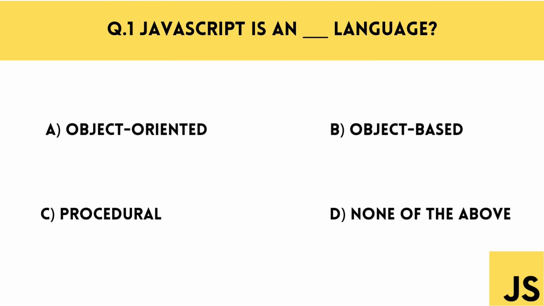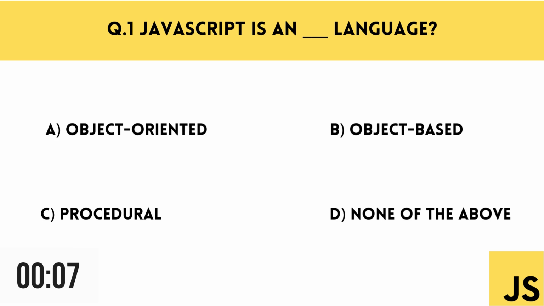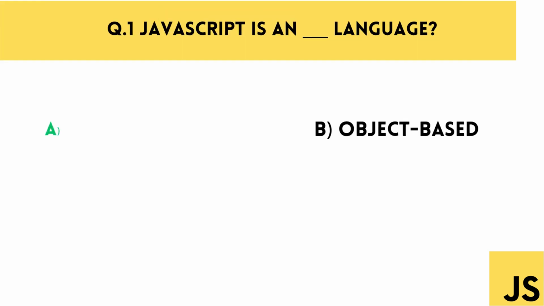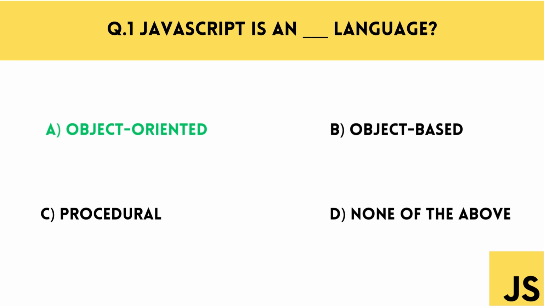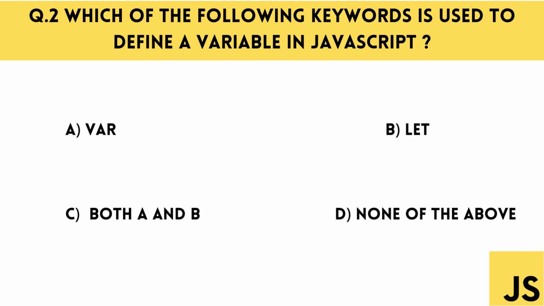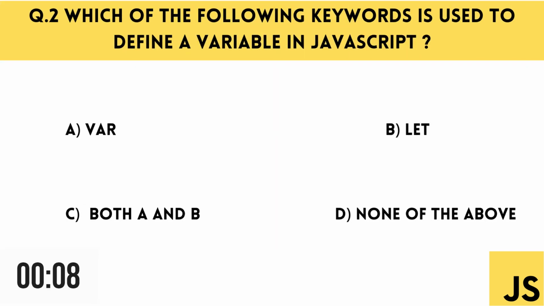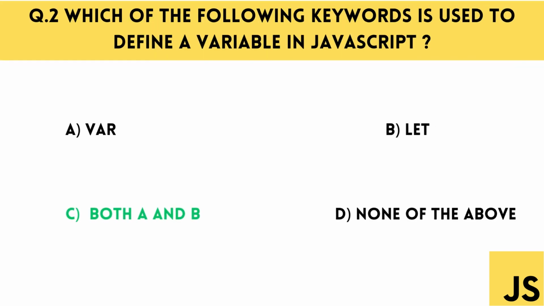JavaScript is an language. Option A, object oriented. Which of the following keyword is used to define a variable in JavaScript? Option C, both A and B.